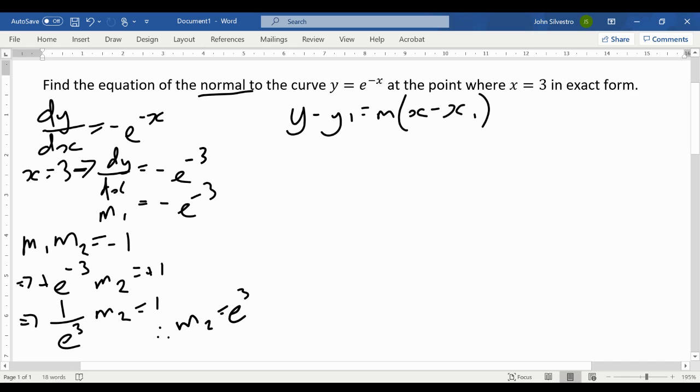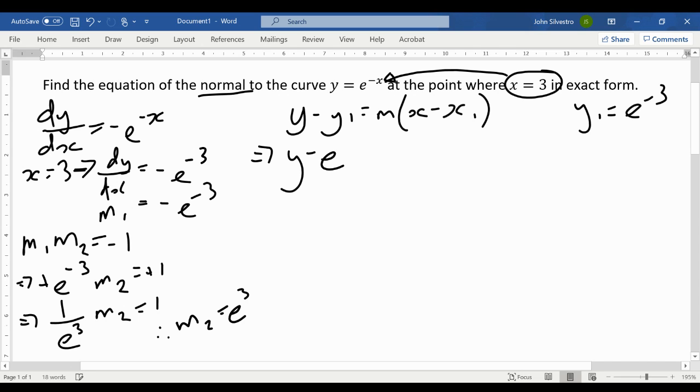So if I substitute in my known things, I've got m2, which is our gradient. I know x1, which is 3. The other thing is y1. Well, how do I find out y1? I need to substitute x is 3 into our equation. So if I do that, we get that y1 is going to be e to the negative 3. So now I can substitute that in. We get y minus e to the negative 3 equals my gradient e cubed outside of x minus x1, which is 3.